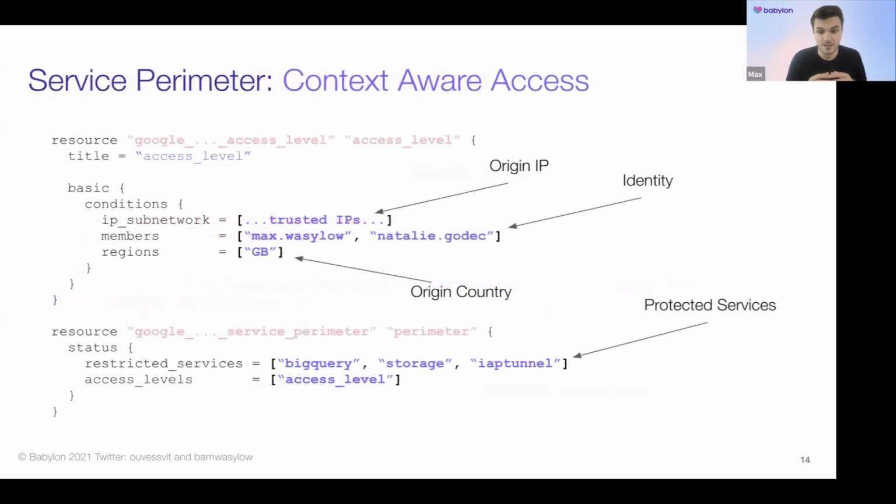And the last thing, and that circles back to the original problem that I stated, is I am Max, I have access to UK data, but I should not have access to it from outside of UK. And so you can use context-aware access, VPC access controls, in order to specify these kinds of more fine-grained conditions. You can say stuff like, in this particular case, Max Wasylow and Natalie Godec are allowed to access BigQuery, storage, and IAP tunnel Google APIs in a particular project that is not listed, because again, that's not important in this particular case. But we can access it from a certain list of trusted APIs, maybe, or maybe from particular regions. It really depends on how you want to configure it.